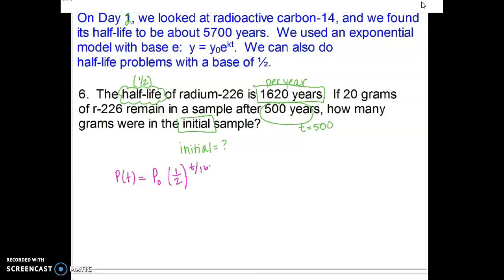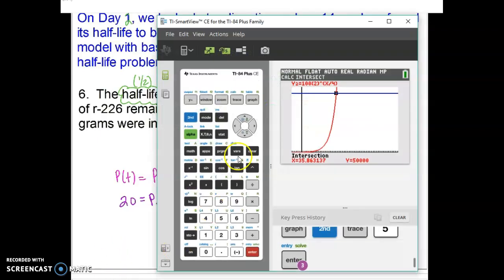So T over 1620. Okay, so I know that the final value is 20 grams. We're trying to find P naught. Well, actually, we do know that T, the time, is 500. So we can just use the calculator here. You don't have to graph or anything.